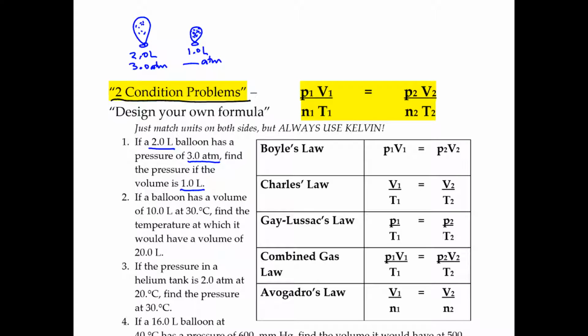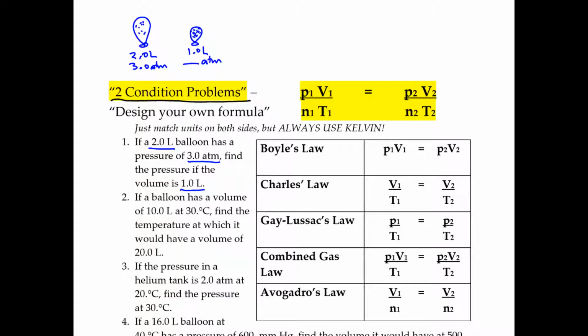Since the moles of gas in this balloon are the same as the amount of gas in this balloon, N1, which we don't know, is going to be the same as N2. Even though we don't know what they are, they're going to cancel out on both sides. So we don't need N1, we don't need N2 because they're going to be the same. Then let's talk about temperature. We're not changing the temperature, so T1 is going to be the same as T2, and we don't need it. So now we're going to design our own formula with pressure times volume equals pressure times volume.